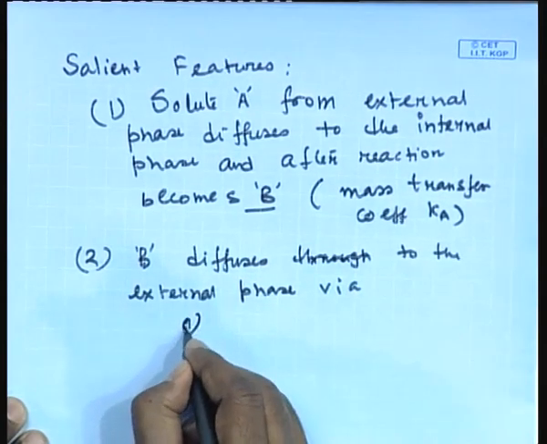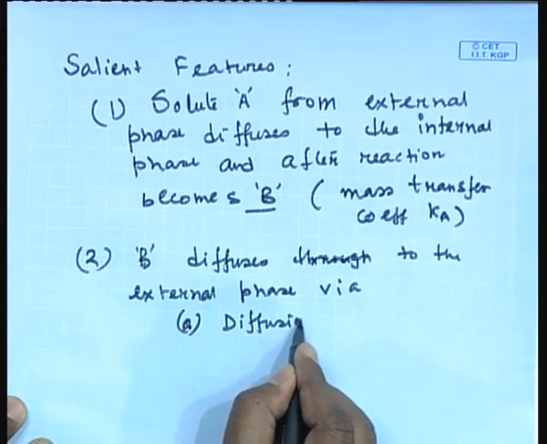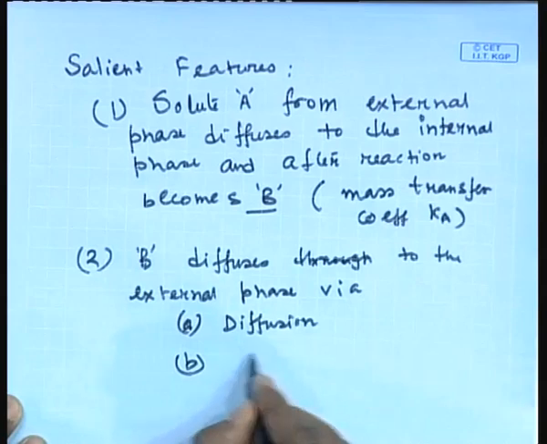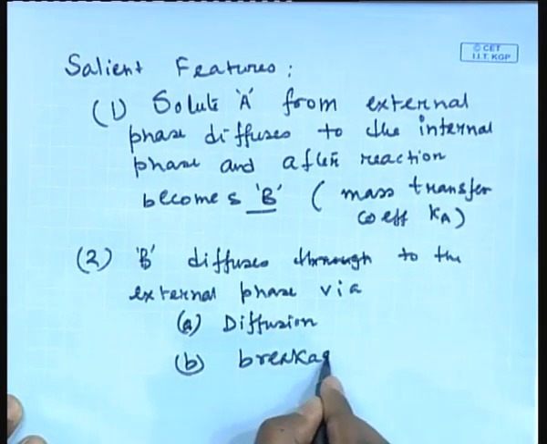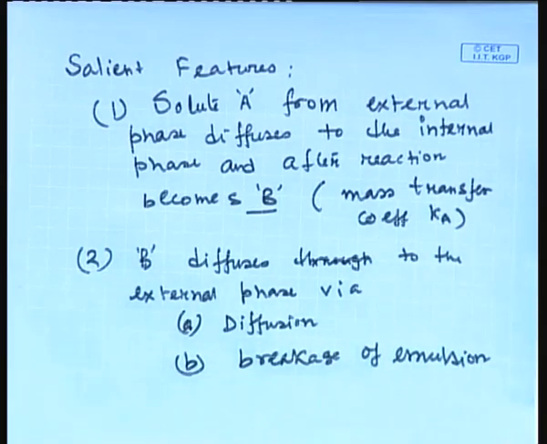Number one is diffusion. I am talking about the complex coming out through the oil phase to the external phase via diffusion, and second is via breakage of emulsion. These are the only two mechanisms by which the complex can come out to the external phase, and the breakage of emulsion is always possible because emulsions are not always stable. Some fraction of them will always be breaking at the same time.